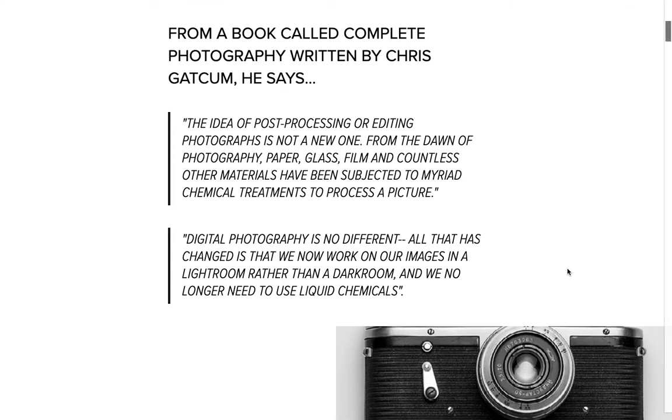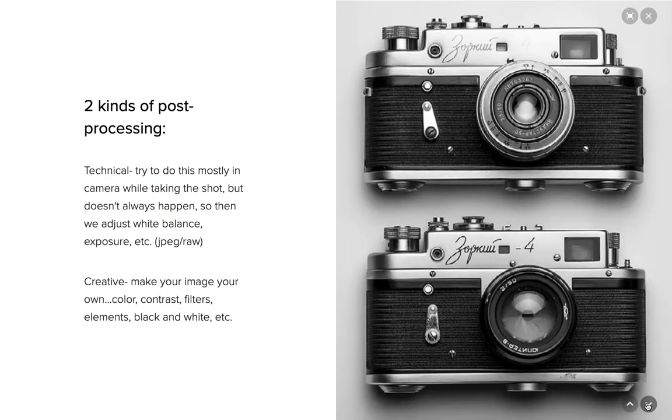From a book called Complete Photography, written by Chris Gatcomb, he says, the idea of post-processing or editing photographs is not a new one. From the dawn of photography, paper, glass, film, and countless other materials have been subjected to myriad chemical treatments to process a picture. Digital photography is no different. All that has changed is that now we work on our images in a light room rather than a dark room, and we no longer need to use liquid chemicals.